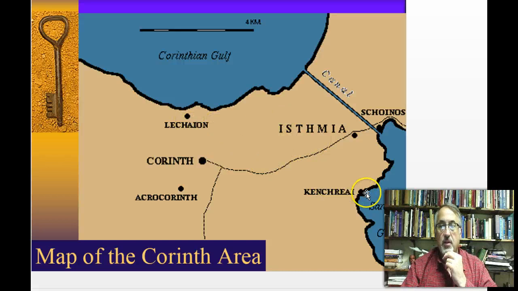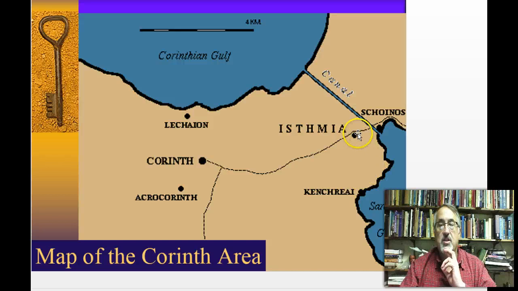That canal, by the way, wasn't built until the early 20th century by a French company. The Romans had tried to build a canal here, but failed. They gave up on it after a short while. It was just too big of a job. And this canal has no locks in it. It's just a straight cut down through.